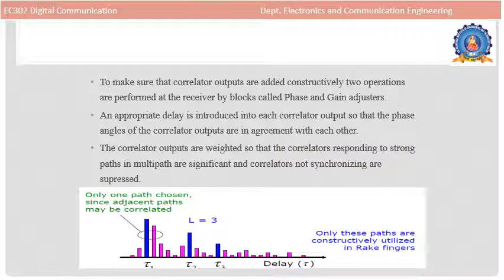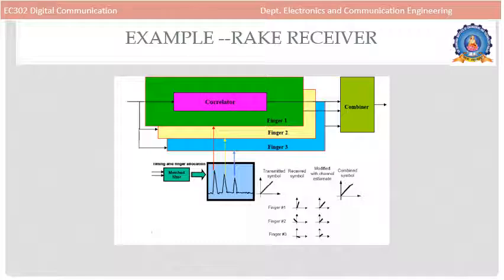Here the picture shows how the rake receiver selects the multipath components. Adjacent paths will have high correlation, so we will neglect the adjacent paths and select some. Here there are many multipath components, but we select only three values. Only these paths are constructively utilized in this rake receiver. So this is an example of a rake receiver. There are three fingers. We can select how many fingers there are.